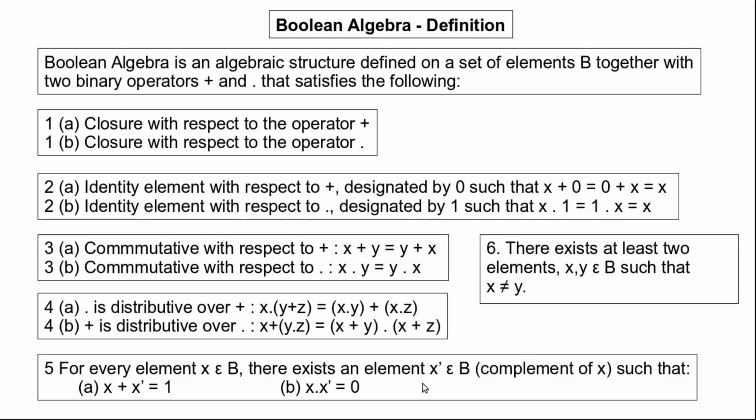And the last condition is that there should exist at least two elements x and y in the set B such that x is not equal to y. So if we can define the two binary operators dot and plus in such a way that these 6 conditions are satisfied, then we will have a Boolean algebra.